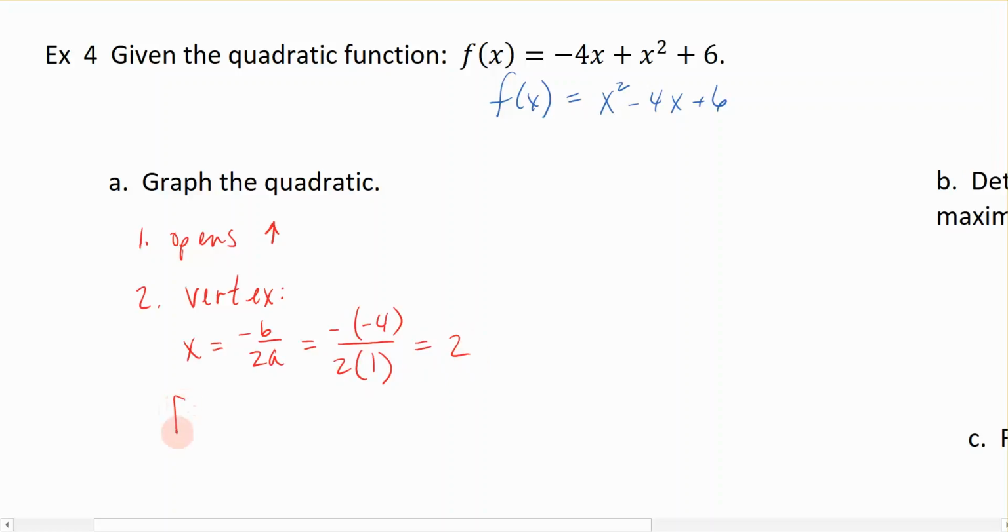Now we evaluate the function at 2. So in other words, we have 2 squared minus 4 times 2 plus 6, and we don't get any fractions or anything nasty, but we do find that we get the value of 2. So what do I know here? I know that my vertex is occurring at (2, 2), and it opens up.